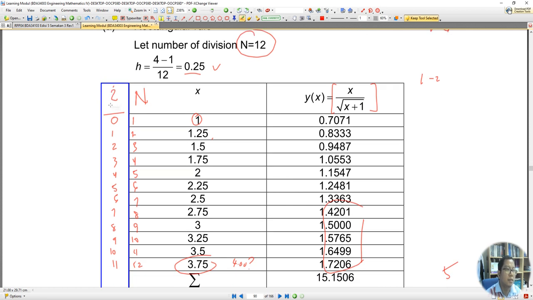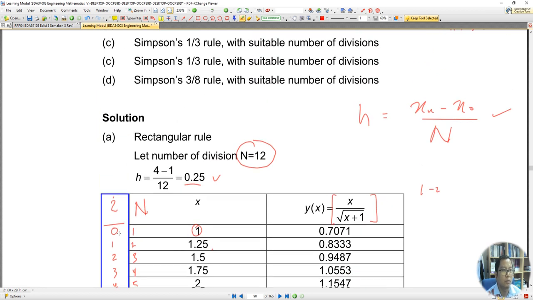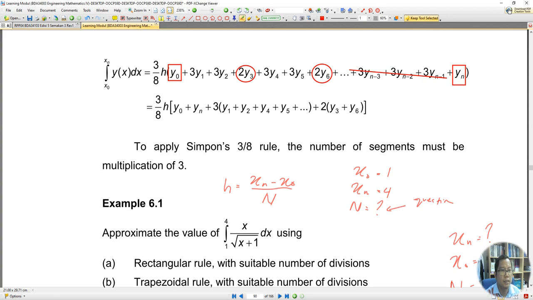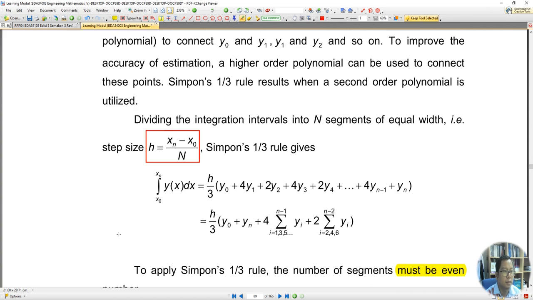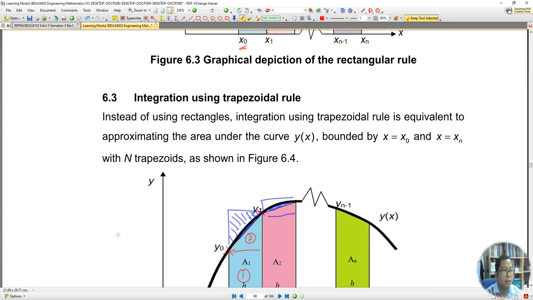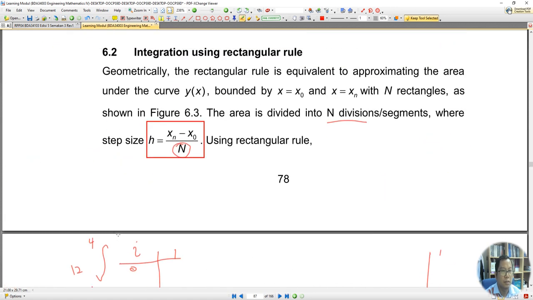And here we start from 0, same as the previous method. The iteration starts from 0, with the initial value 1 here, so 0, 1, 2, 3, 4, 5, 6, 7, 8, 9, 10, 11. Why 11? Why not 12? Because, again, we look back at the rectangular rules.